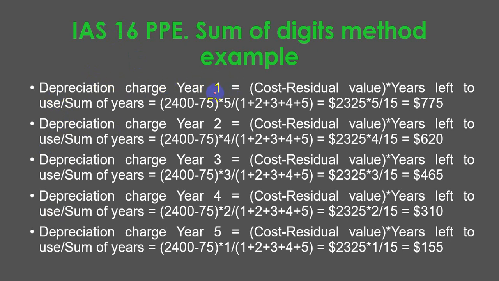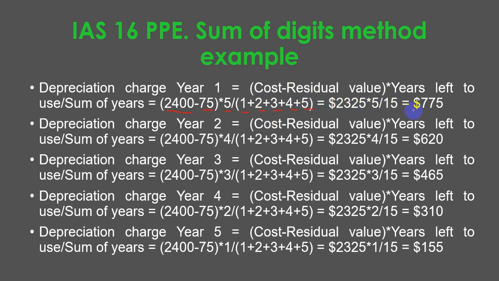Depreciation charge for year number 1 will be cost minus residual value multiply by years left to use and divide by sum of years. So we have our cost, we have our residual value, and we multiply it by years left to use. At the beginning of year 1 we have 5 years to use, so we take our 5 years and divide it by the sum of all years, so year 1 plus year 2 plus year 3 plus year 4, year 5, which gives us 15.